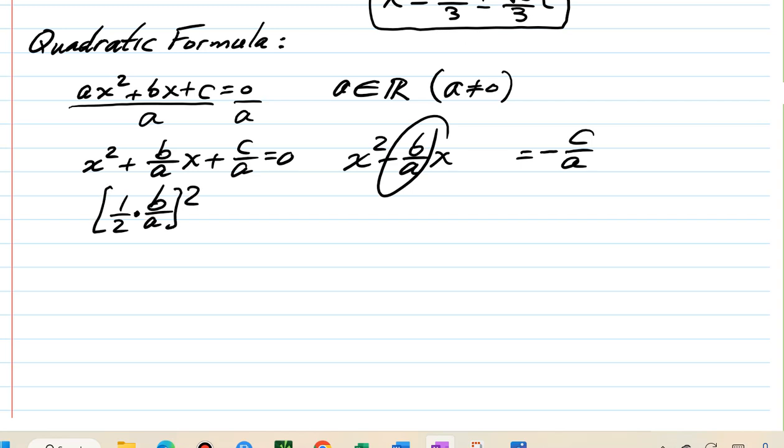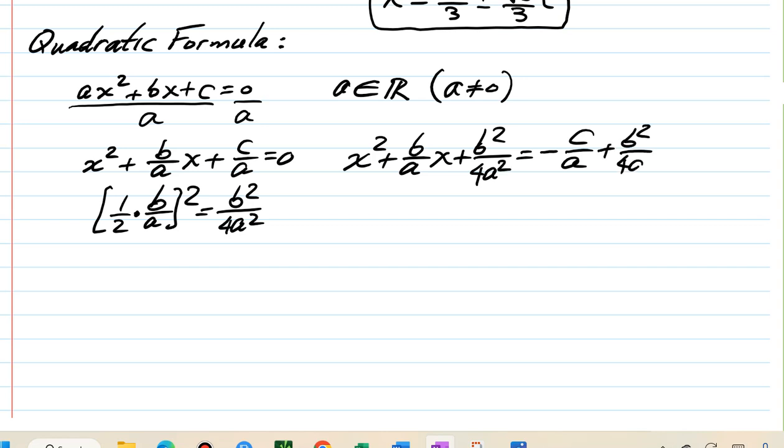Now, half b over a is going to be the term in the binomial, right? The second term in our binomial. Therefore, I'm going to add half of b over a squared, which becomes b squared over 4a squared. So I'm going to write b squared over 4a squared here, plus b squared over 4a squared here.